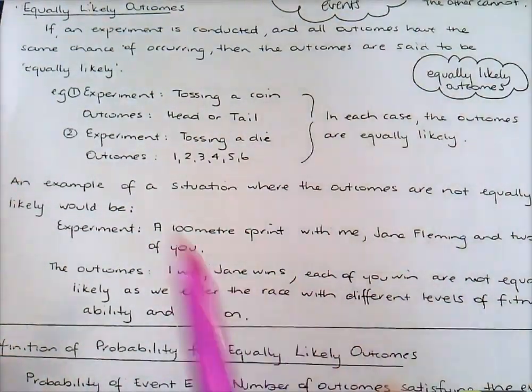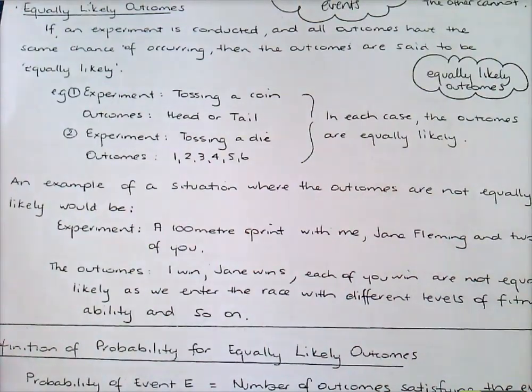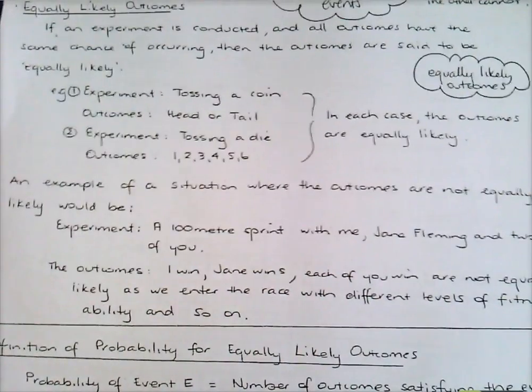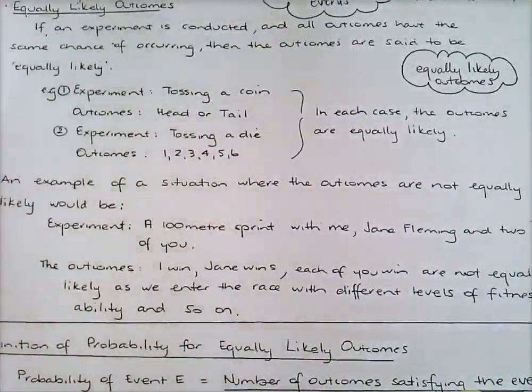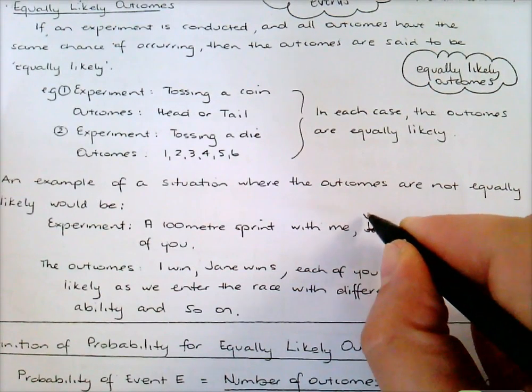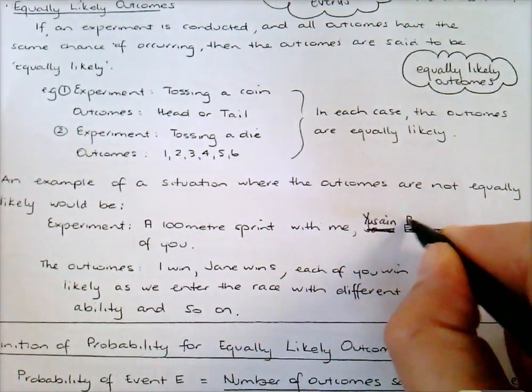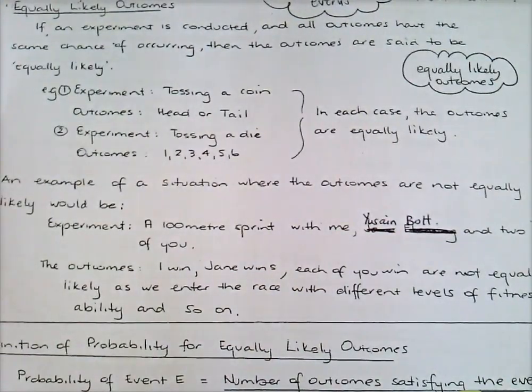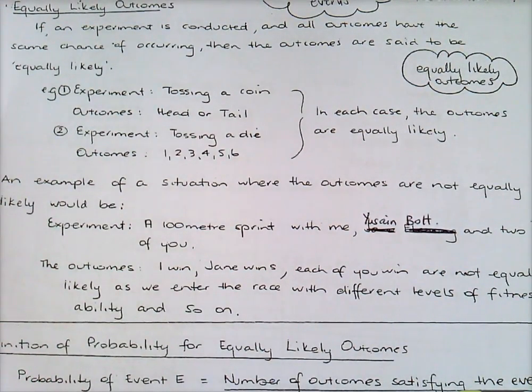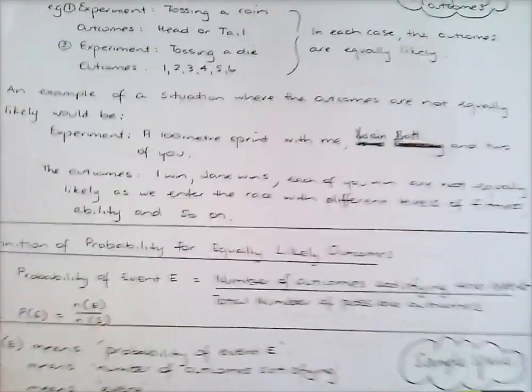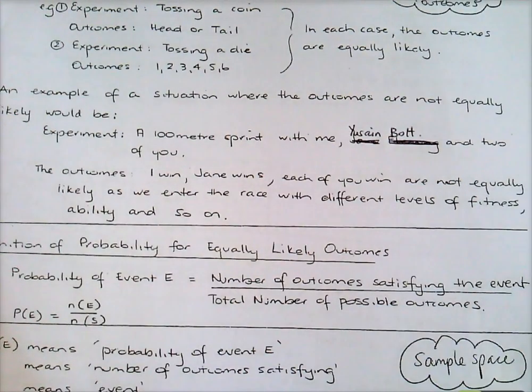Now, an example of a situation where outcomes are not equally likely would be the following. A 100 metre sprint with, you probably don't know who Jane Fleming is, but tell me the name of a runner. Is it Y-U-S-A-I-N? Usain Bolt. So a 100 metre sprint with Usain Bolt and two of you. You can't say there's three of us in the race and we've got a 1 in 3 chance of winning. Let me tell you, you've got no chance of winning. So it's not equally likely.